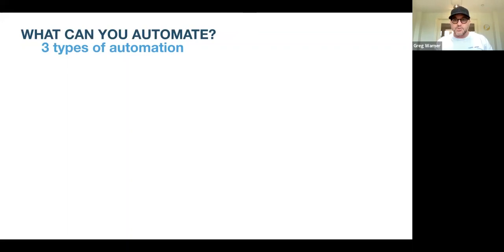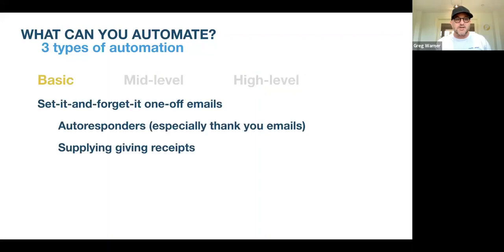You've got to use these tools to build trust, not to harm, not to break trust. All right, so moving along, we're going to get into those three types of automation according to me. They are very simply basic automation, mid-level automation, and high-level automation, for lack of better terms.